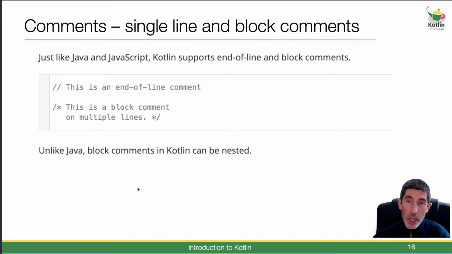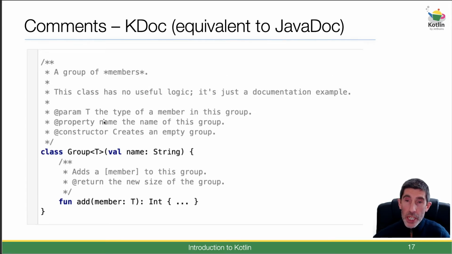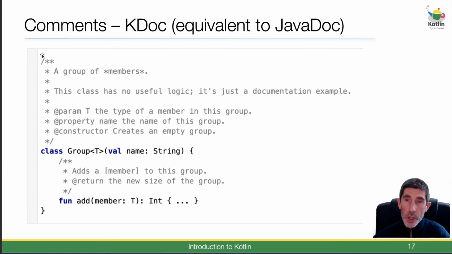Unlike Java, block comments in Kotlin can be nested. So you can actually put comments inside other comments. In Kotlin, it's KDoc, which is equivalent to your Javadoc from Java. If you can see it here, we can use our asterisks inside as well, inside the block comment there.